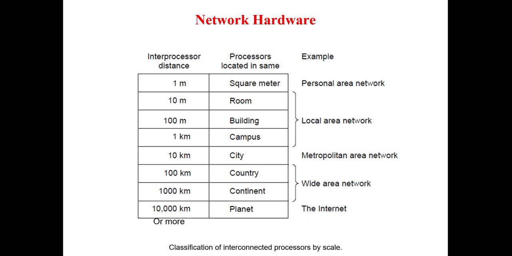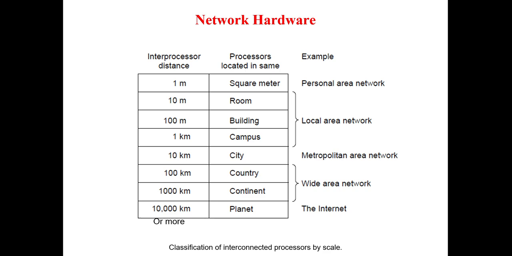A personal area network is established within a range of 1 meter. That is, a system is interconnected with peripherals, over a very short distance. In a local area network, we can maintain a limited number of systems within a room, a building, or a campus, in the range of 10 meters to 1 kilometer. That is the approximate range for constructing a local area network. A metropolitan area network can be established across a city, within a 10 kilometer range. Compared to PAN and LAN, it takes a wider range.